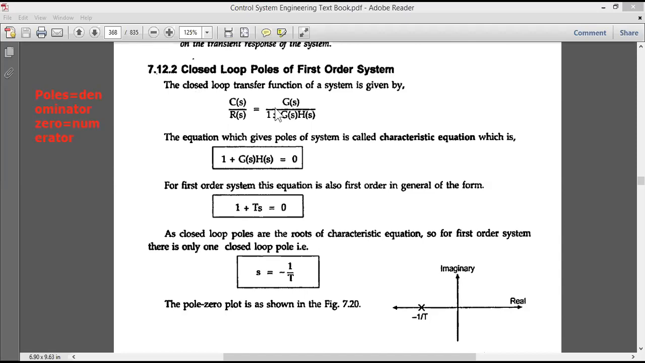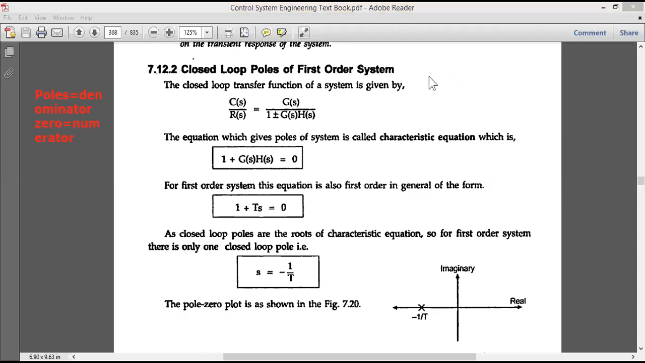Now this is the transfer function, where C of S is the output and R of S is the input. Output divided by input is equal to G of S divided by 1 plus G of S into H of S. In this equation, the denominator part is called the poles and the numerator is called the zeros.